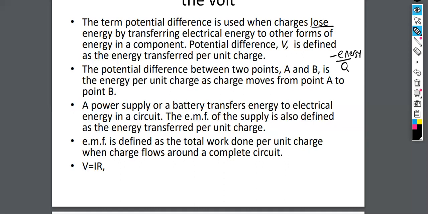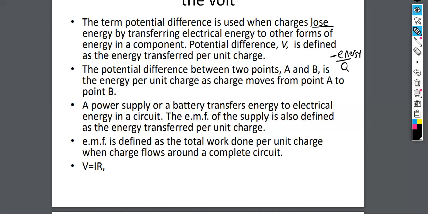All right, and so that is a source of EMF. We're putting energy into the circuit, right? The light bulb there was the PD. It was taking that energy out of the circuit. The EMF is the total work done per unit charge when charge flows around a complete circuit. That's a good way to define it in the textbook. It's powering the entire circuit.